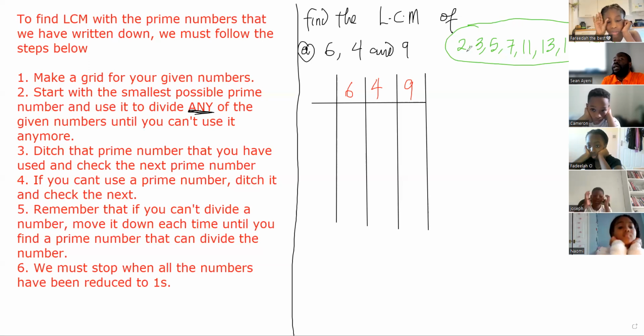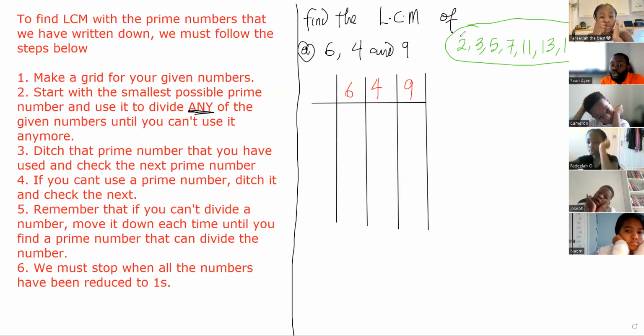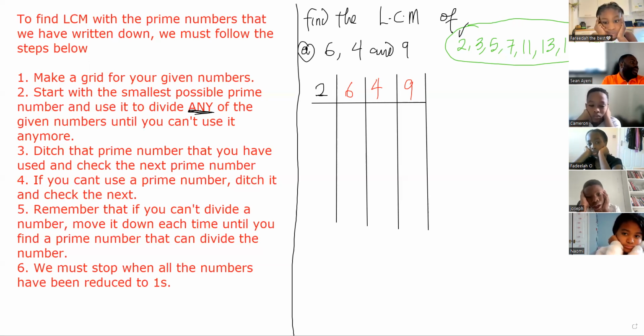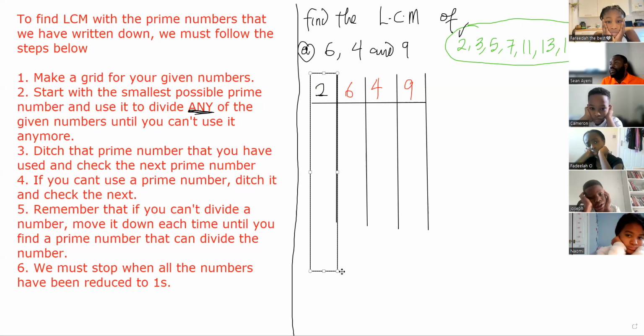Can we use 2, guys? No. Why not? Can 6 divide? We didn't say all, we said any. Can any of these numbers that we are given, 6, 4, and 9, be divisible by 2? Yes. So that means we can use 2. So let's start using 2. I will put 2 on the outside. Can you see? By the way, you see the outside part, I always put a box in it. That is to remind me that what I have in the outside part are the primes.